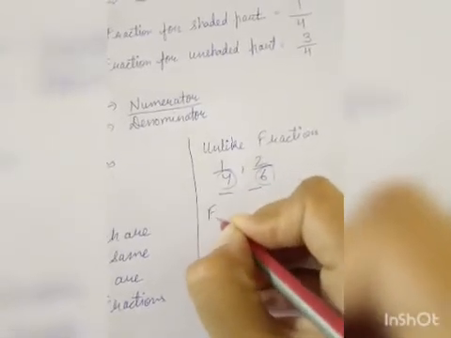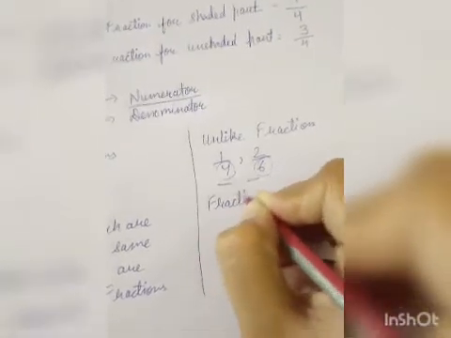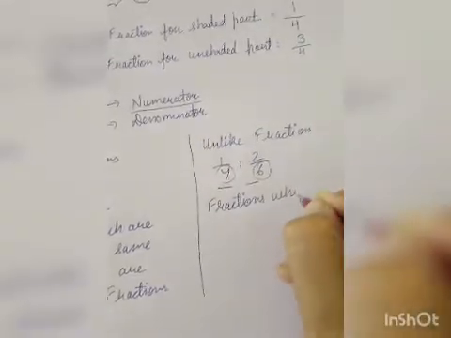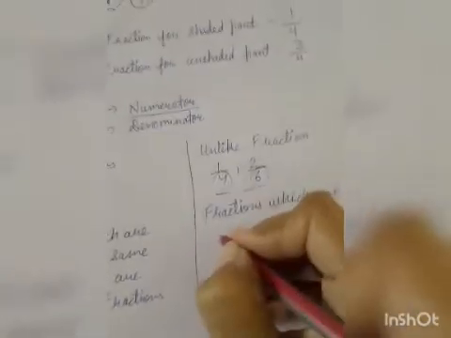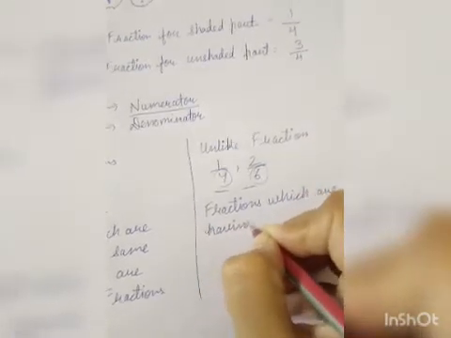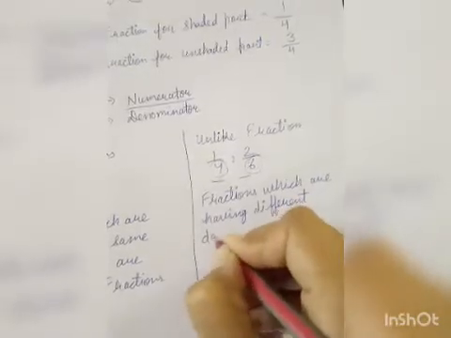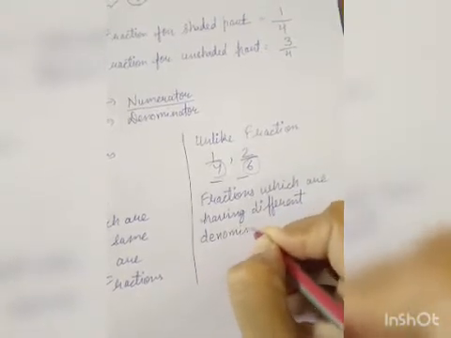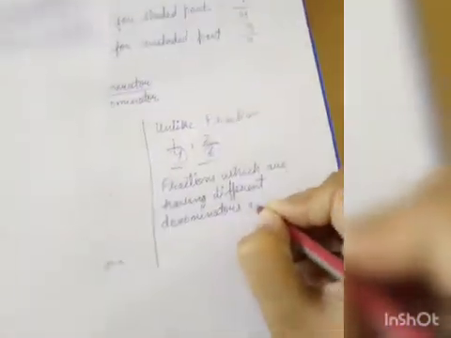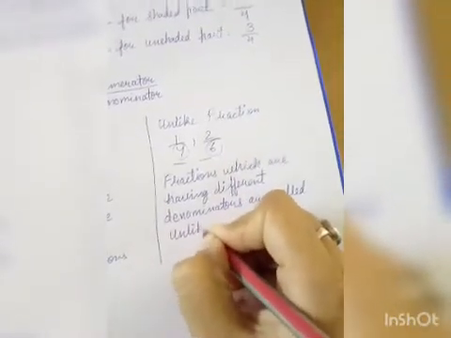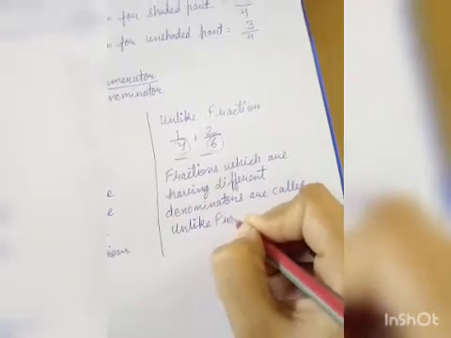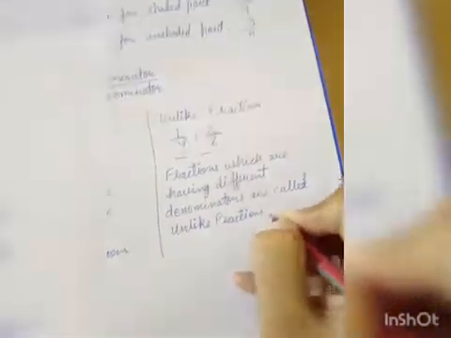So the definition for unlike fractions is: fractions which are having different denominators are called unlike fractions. I hope you got it, what is like fraction and what is unlike fraction.